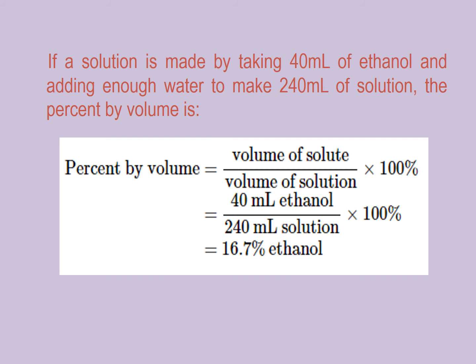So 40 divided by 240 is actually equal to 0.167. And then, after multiplying it by 100%, you can now get your percent by volume, which is 16.7%.